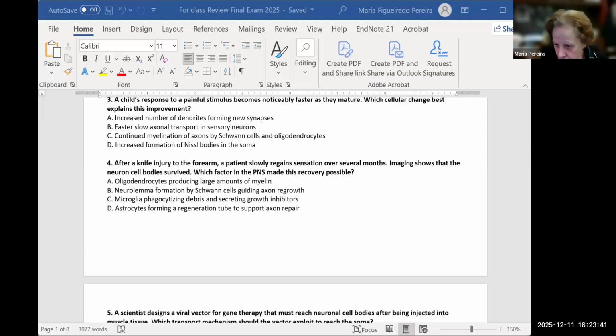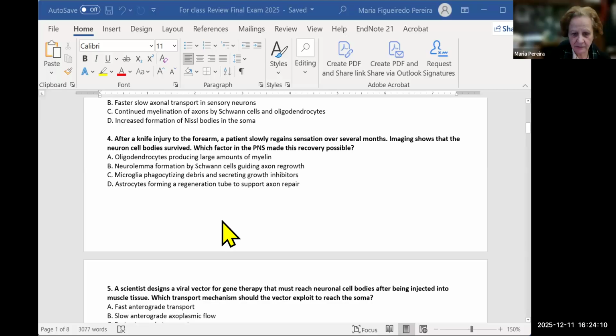So let's see what we have here. Oligodendrocytes. No, oligodendrocytes are not in the peripheral nervous system. Neurolemma formation by Schwann cells. Yes, this is very important. The Schwann cells divide and they form that tunnel that guides the axon regrowth. So B is the correct answer. Microglia, no. Astrocytes, no. Okay, pretty good.